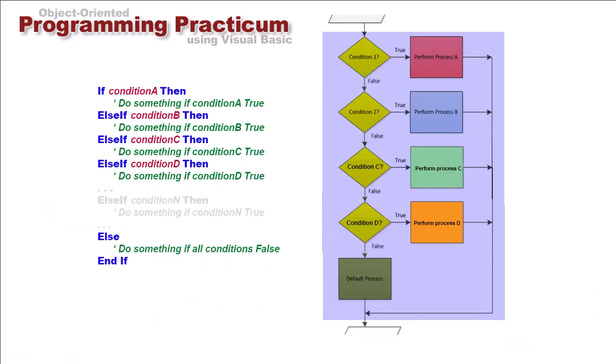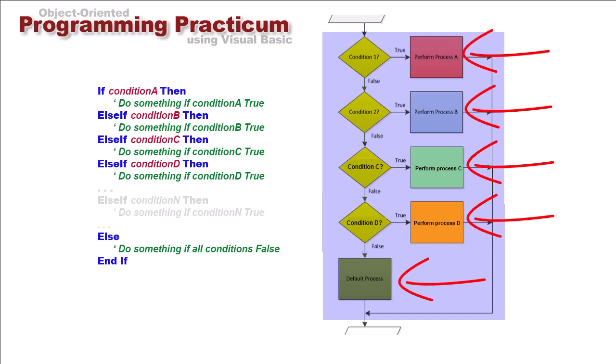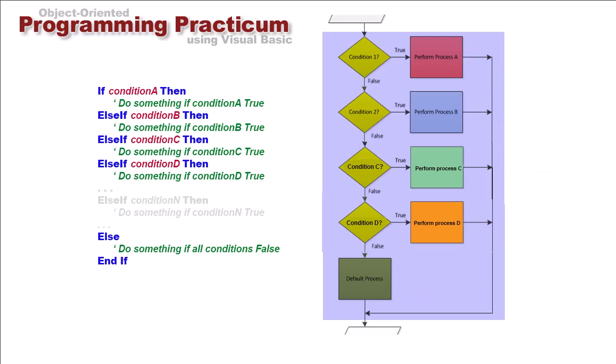However, we're not limited to just three forks. We have as many ElseIf forks as we need, so we can continue to evaluate different conditions. In this case, I have 5 different forks, 4 conditions being evaluated, and then the default else if none of those are true.